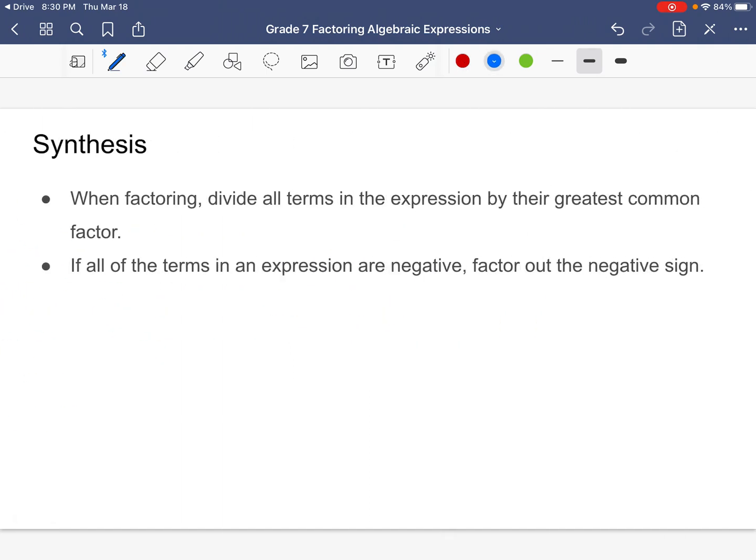So when factoring, divide all the terms in the expression by their greatest common factor, and if all of the terms in the expression are negative, you can factor out the negative sign.